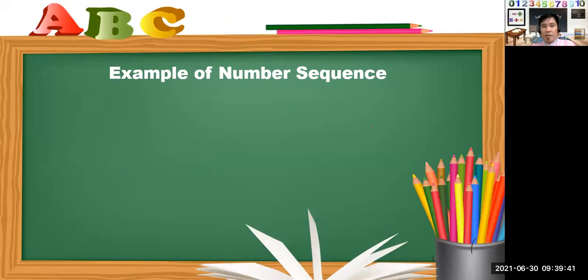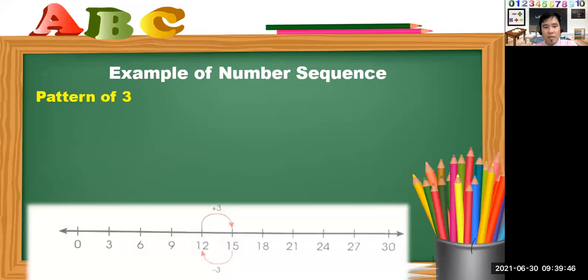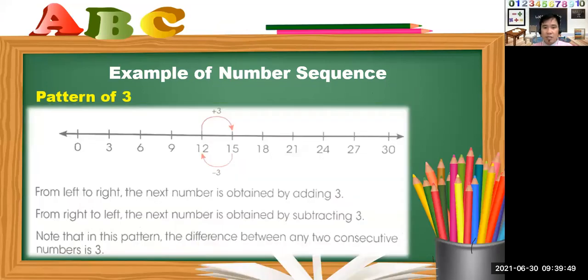Example of a number sequence: let's say the pattern of 3. I will do it quickly, okay? It's a small number. So 0 plus 3 becomes 3, plus 3 becomes 6, 6 plus 3 becomes 9, 9 plus 3 becomes 12, and 12 plus 3 becomes 15. As you can see here, from left to right, the number is obtained by adding 3, or from right to left, the numbers are obtained by subtracting.